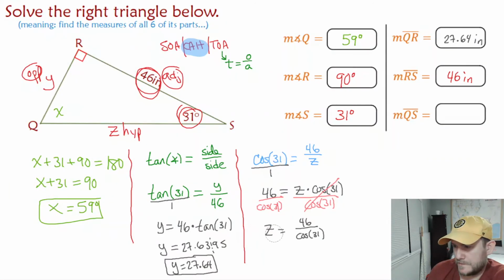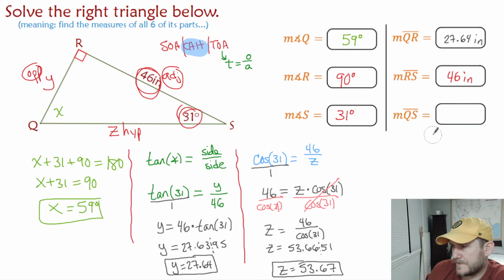So that means z equals 53.6651. Is that really what it was? Yeah, 53.6651. Fine. So again, if you round off, you do have 5 or above, so you do bump it up. So your answer for z would be 53.67. And then throw that in the box for me. And do remember to say inches. All right, so there you go.